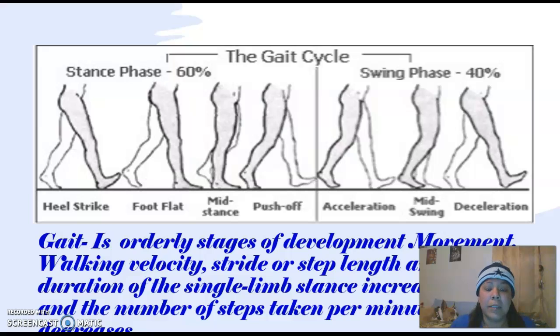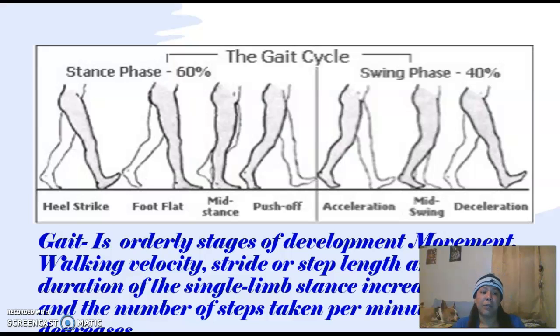So gait is the orderly stages of development of movement and walking. Basically the stride, the step length, and the duration of the single limb stance increase with age, and so does the number of steps taken per minute.